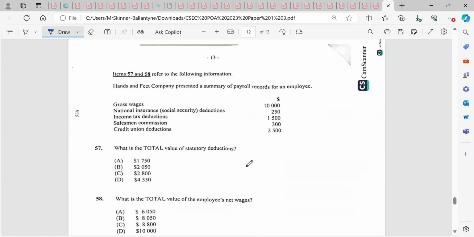57 and 58. You want to know what is the total value of the statutory deductions. The statutory deductions are the ones that are required by law. In this case, that will be national insurance and income tax. That will be 250 plus 1,500, which is 1,750.